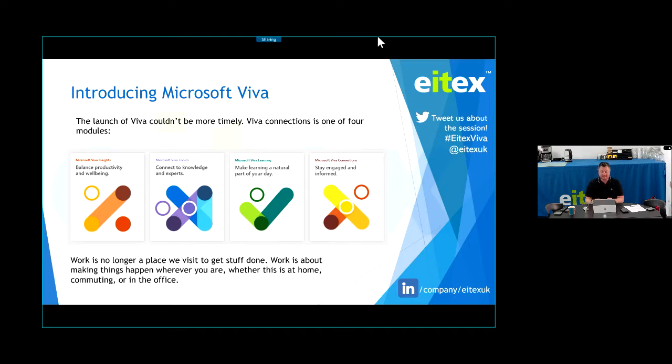Viva Connections, which we're showing today, is one of four modules. To the left, we have Microsoft Viva Insights, and that's about balance. That's where you balance your productivity and employee well-being. Insights gives you insights, as the name suggests, into your organization and into the way that people are feeling, their engagement, their meetings, what they're working on, and those sorts of things.